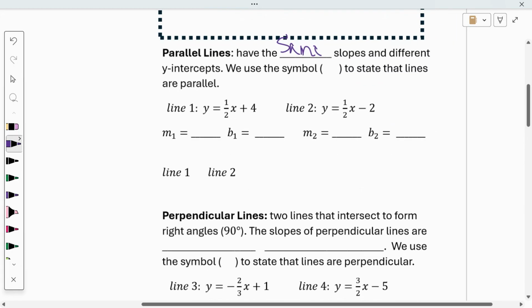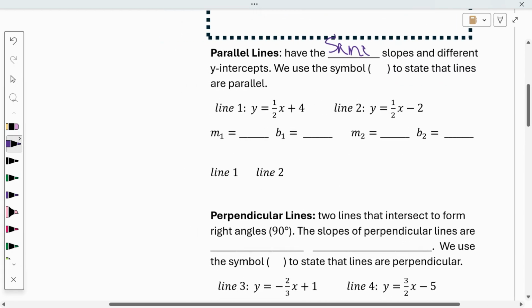So when I look at, hang on, my stylus is crazy. Okay, so we use this symbol. It actually looks like two L's right together. This symbol right there represents the lines that are parallel.